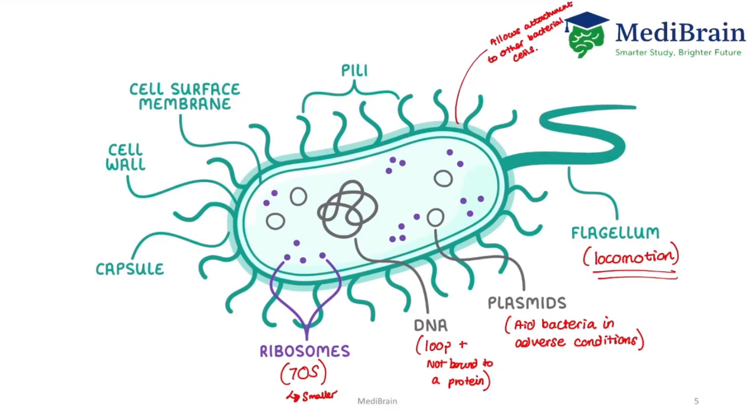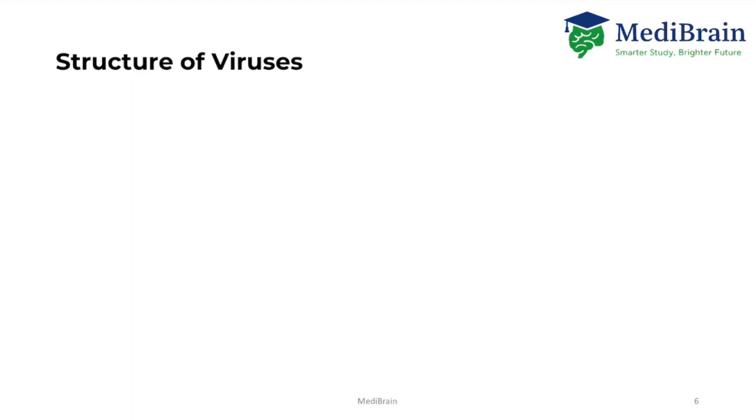Okay, so there's an example of a bacteria, and that's everything that I'm going to do on prokaryotic cells. What we're going to do now is move on to the structure of viruses. Now, there's only one slide on viruses. Again, it's not that information heavy. It's just some key facts that you need to know and that you get assessed on.